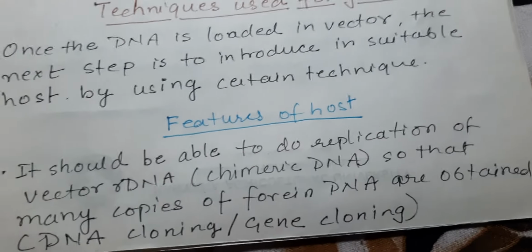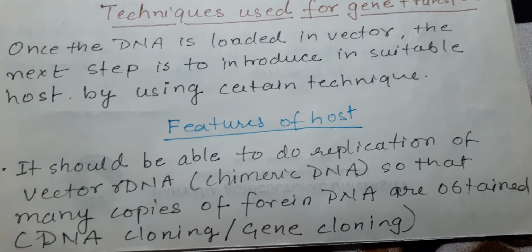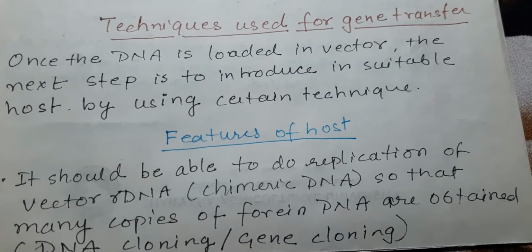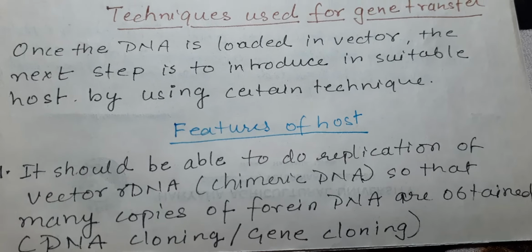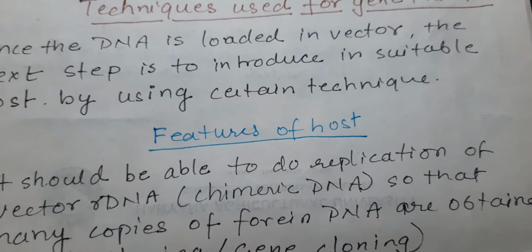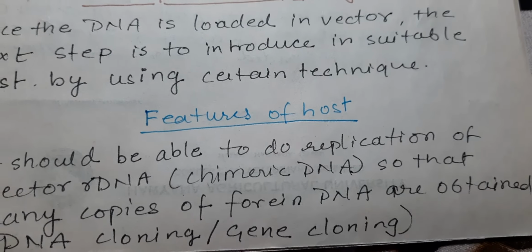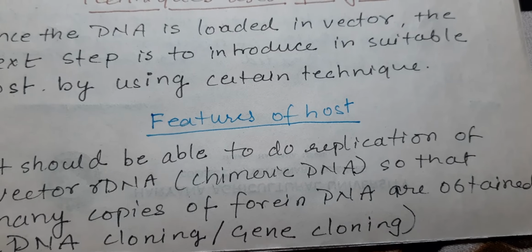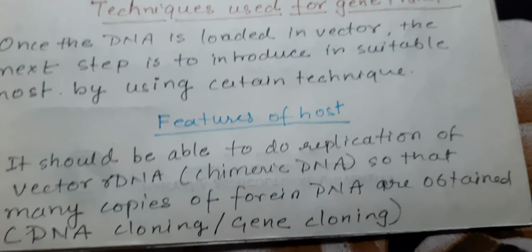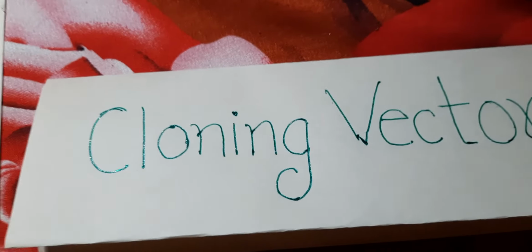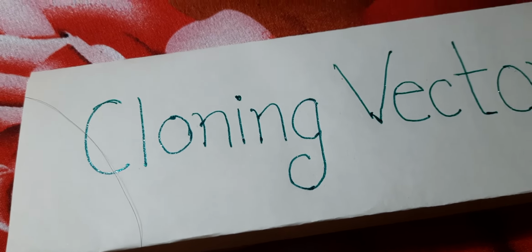Now, we must also understand what the features of this host are. It should be able to replicate the vector recombinant DNA, that is chimeric DNA. So once we introduce the chimeric DNA, that is the DNA of host plus the foreign DNA, the host should be able to multiply it and a number of copies should be formed. Okay, so this is what is known as gene cloning. So this is one of the essential steps.